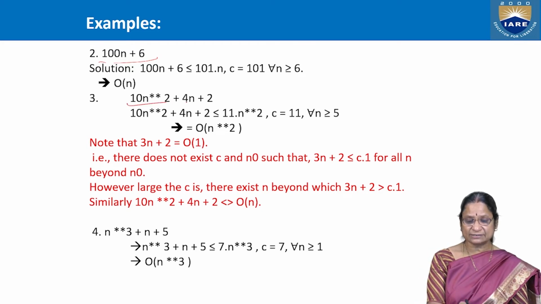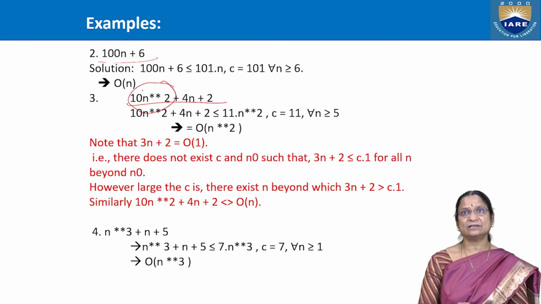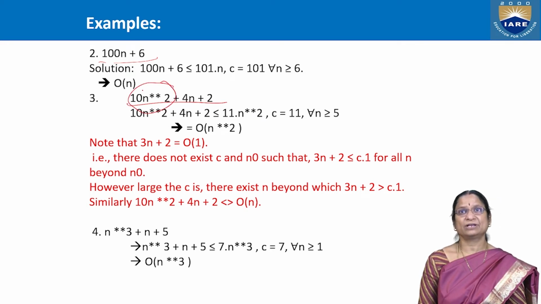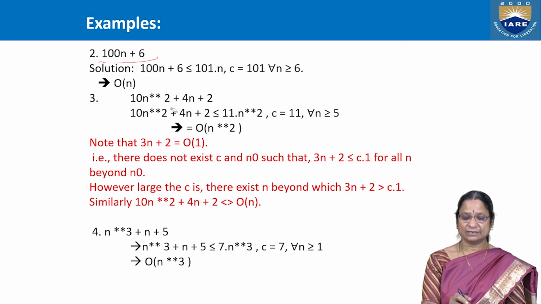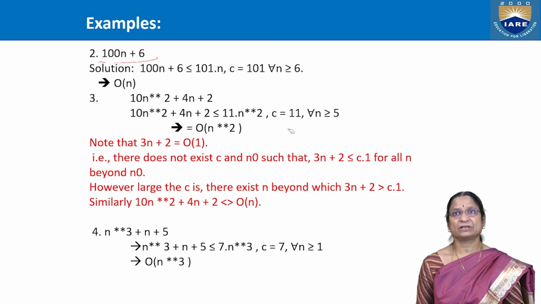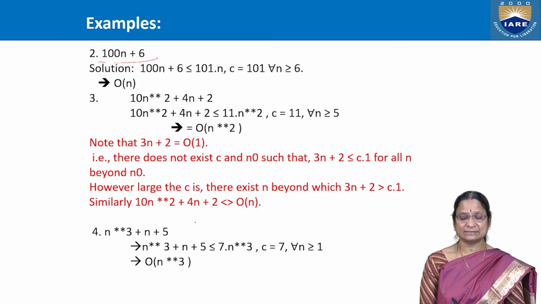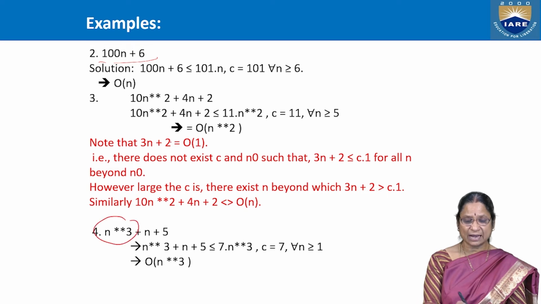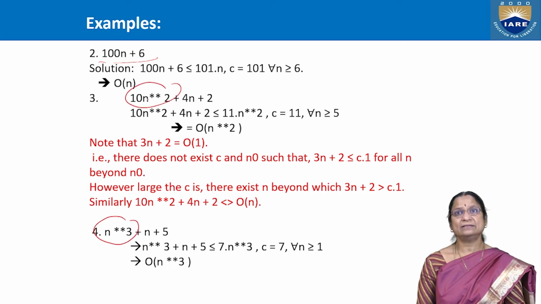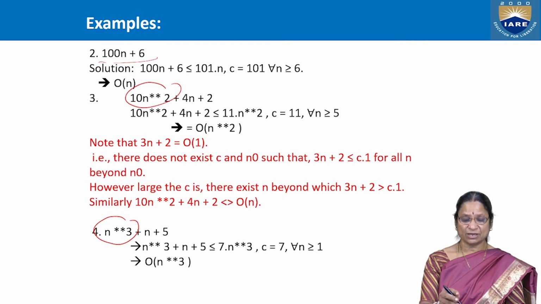Third example: if you are considering 10n square, what is the highest term? Only the n square term I have to consider. So it must be 11n square, where our C value is going to be greater than 10, that is 11. You observe all these examples. What we are considering in these examples is whichever is the highest term, that term's coefficient we are considering. The remaining terms we are not going to consider as very important.